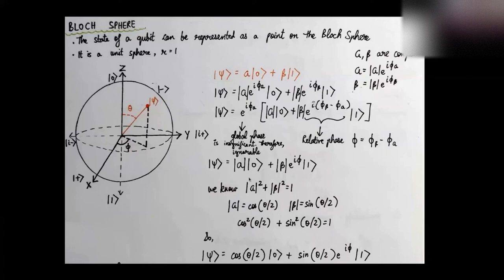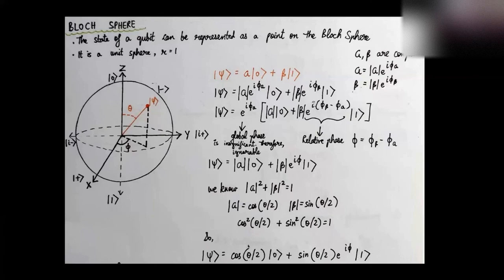Now from trigonometry, we know cos square theta plus sine square theta equals 1. And we can replace alpha with cos theta by 2 and beta with sine theta by 2 to get this particular equation, which holds true because of trigonometry. And then we can replace these new equations in our equation of the state of the qubit and get something like this. So we get this new equation, which is psi ket equals cos theta by 2 into ket 0 plus sine theta by 2 into e to the power i phi into ket 1.